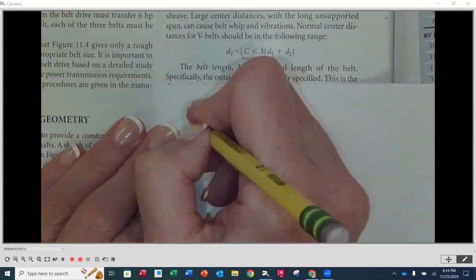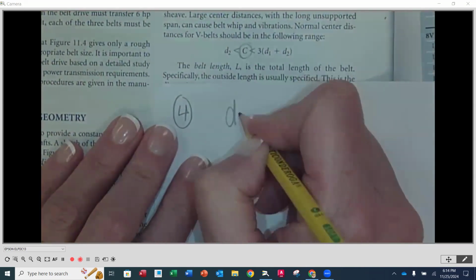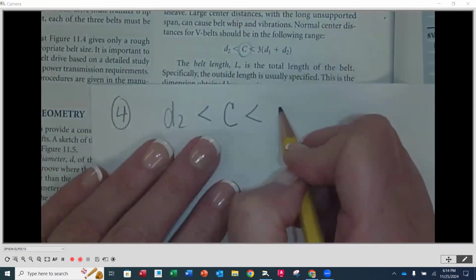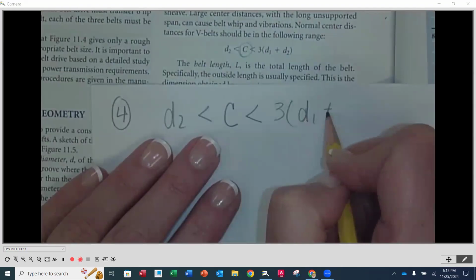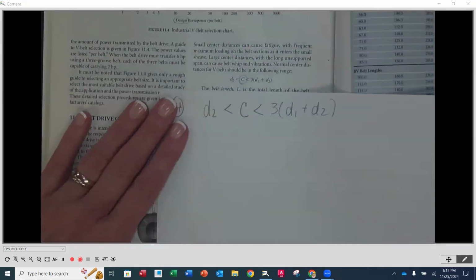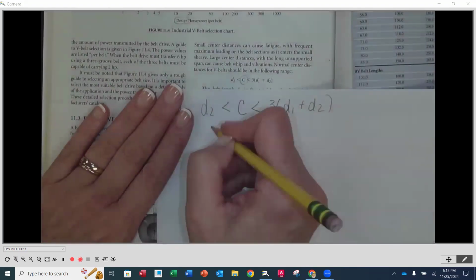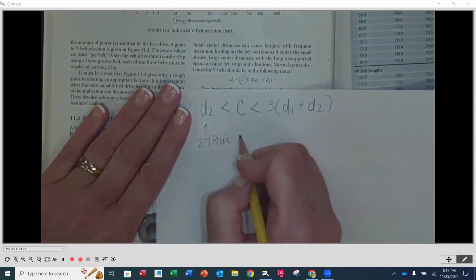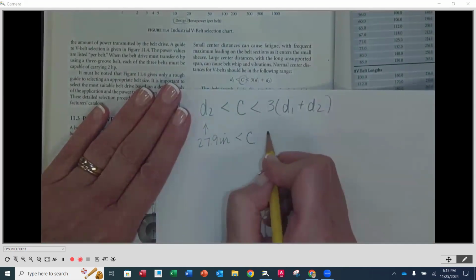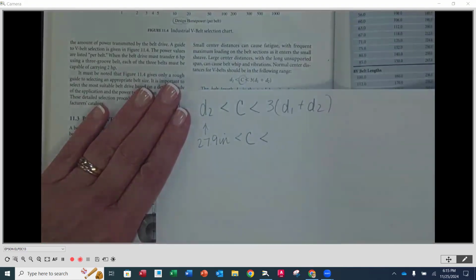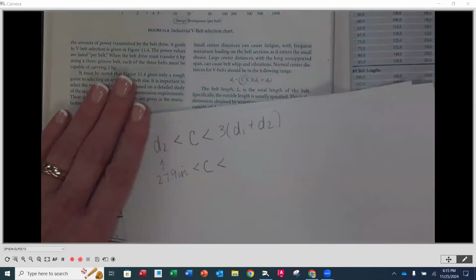So we know that D2 is less than the center distance, and that has to be less than 3 times D1 plus D2, okay? So for these values, we determined our D2. We know that this is going to be 27.9 inches, right? And our C has to be between there. And then this has to be 3 times 27.9 plus, was it 9.7? Yes.